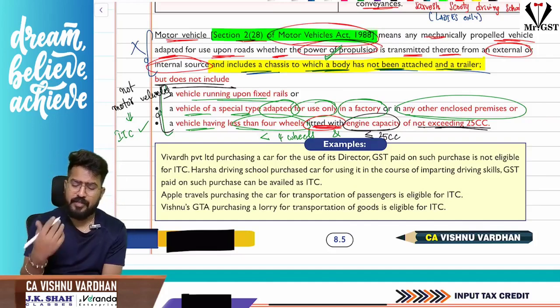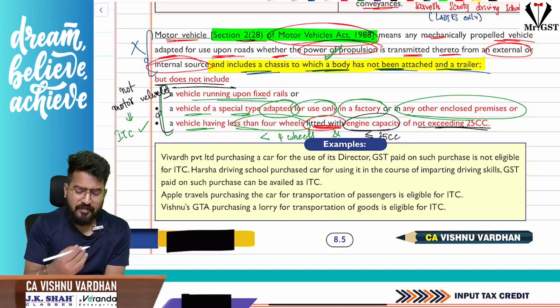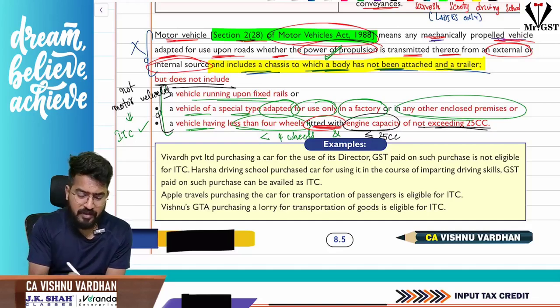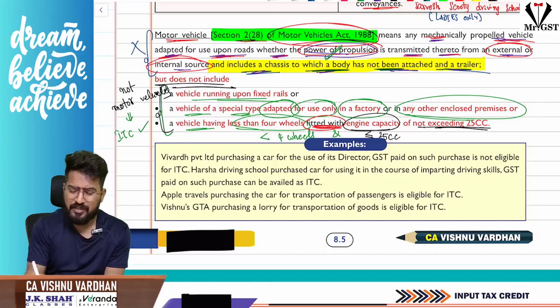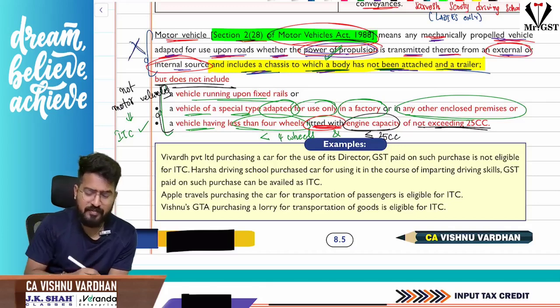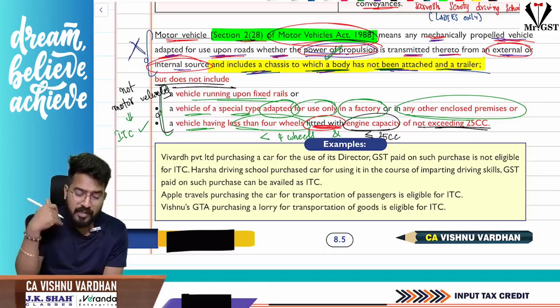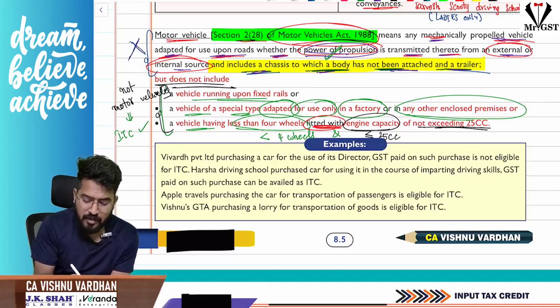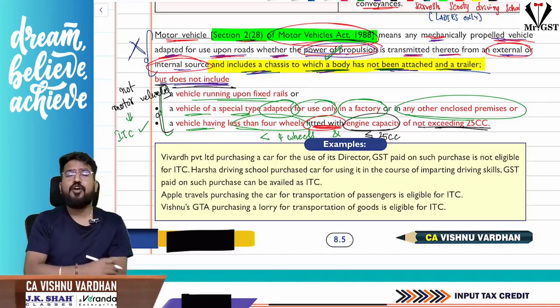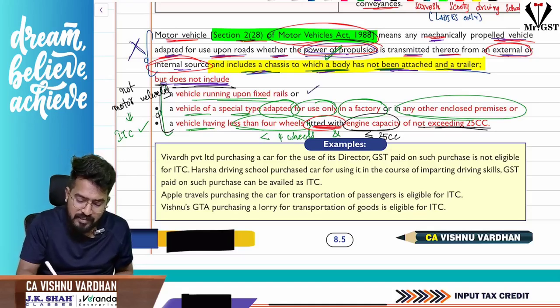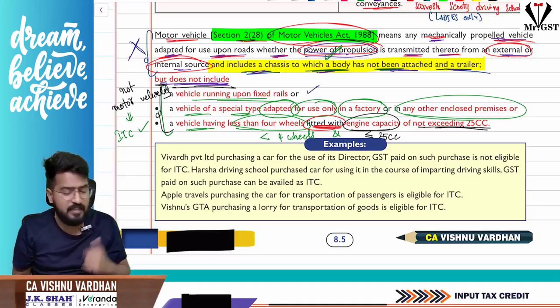Accordingly, motor vehicle means a mechanically propelled vehicle adapted for use upon the roads, whether the power of propulsion is transmitted thereto from an external or internal source, and includes a chassis to which a body has been attached. All this is not that greatly relevant for us. For us, the main point is what are not motor vehicles. The motor vehicle definition does not include vehicles which are running on fixed rails. That means if you are buying them, you can take ITC.